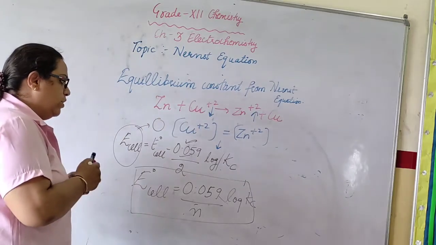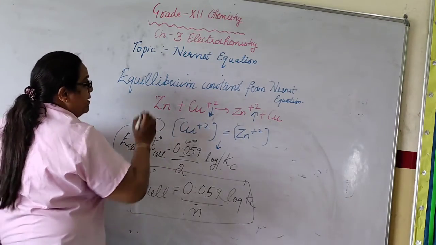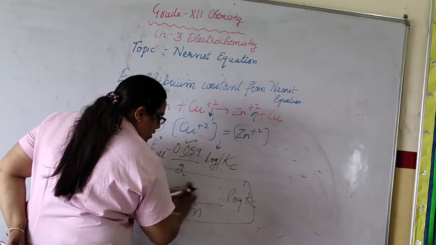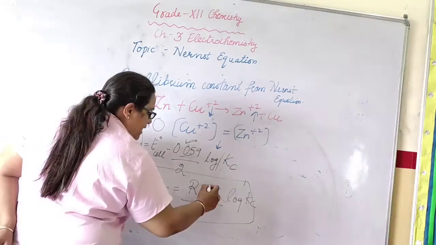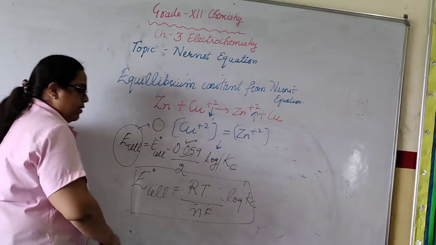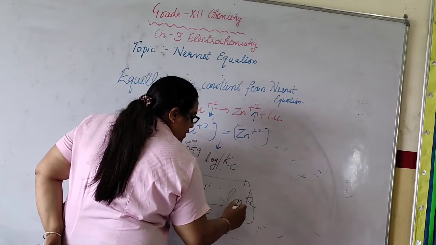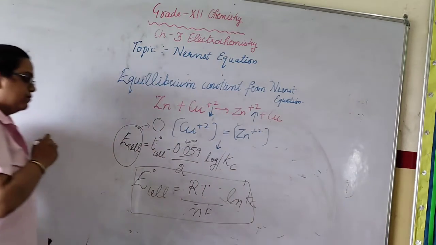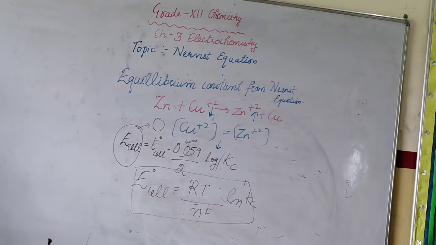If the temperature is not 298 Kelvin, then it will be like this: E naught of cell is equal to RT over nF ln Kc. This is the relationship, by which we calculate the equilibrium constant from the Nernst equation. E naught of cell is equal to RT over nF ln Kc.